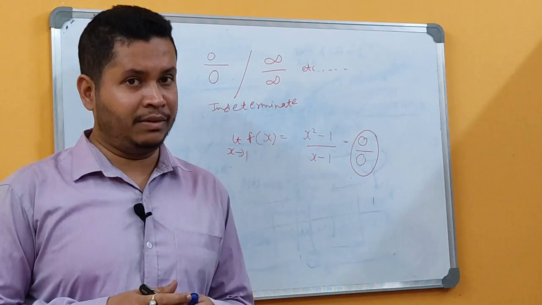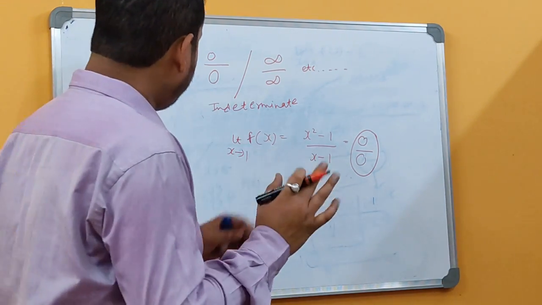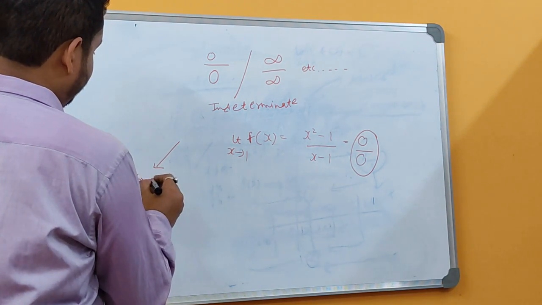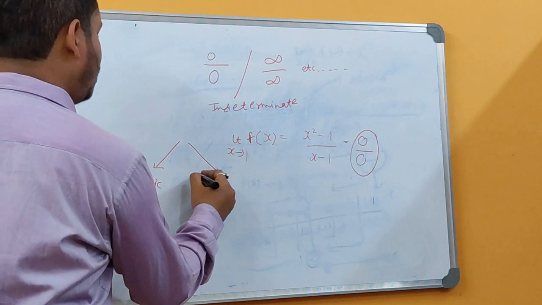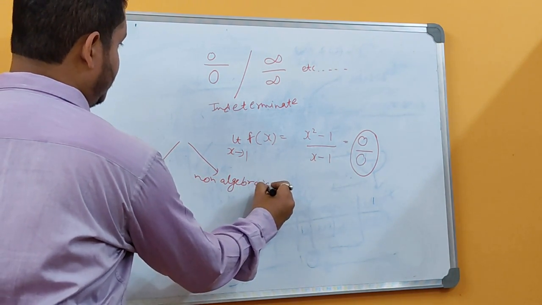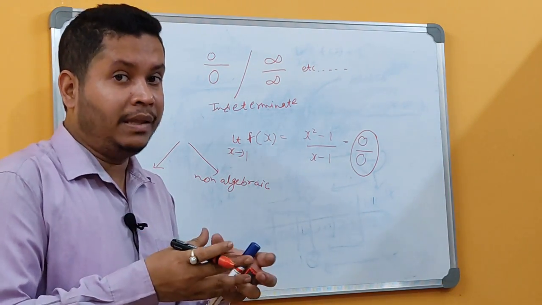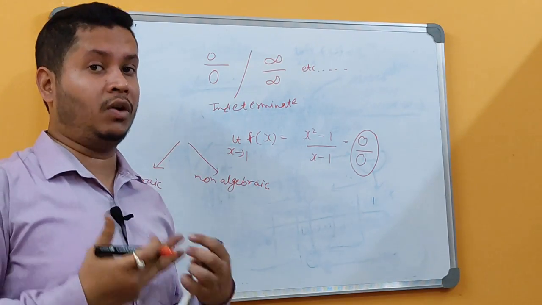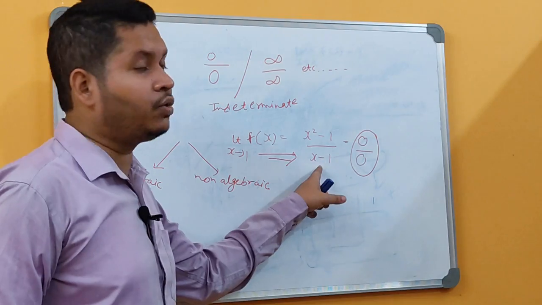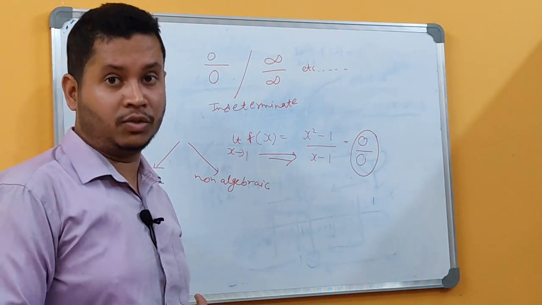So how we are going to deal with this? Let's see. Now there are two such cases. Either the function is in algebraic form or it is not in algebraic form. These are the two cases we all will get. Now if it is in algebraic form, then there is a technique using which we can solve. Since this case is the algebraic case, here I'll show you all how we are going to find the limit. What is the technique to solve such cases?